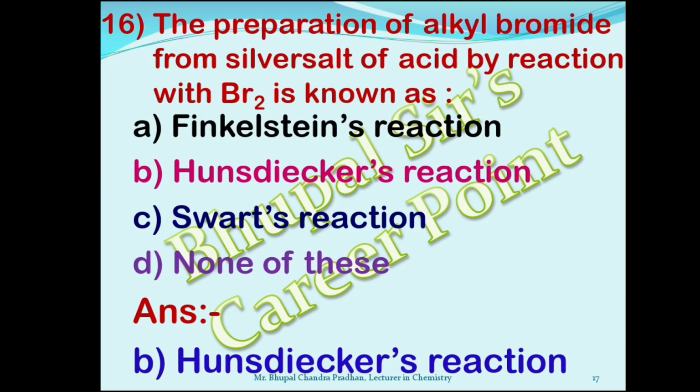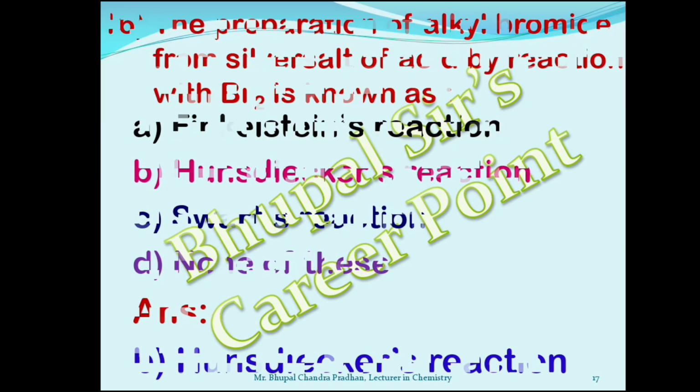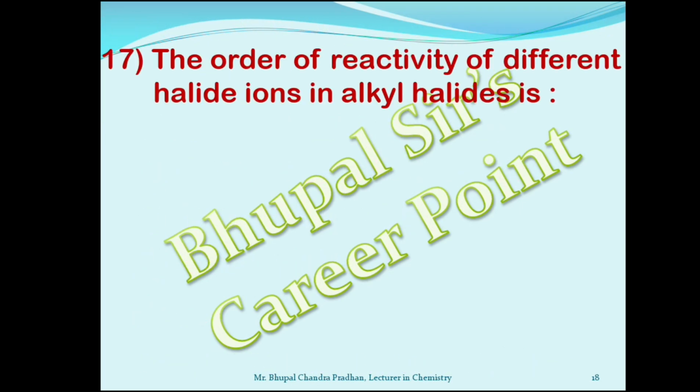By Hunsdiecker reaction, we will get alkyl bromide from silver salt of acid by reaction with bromine. Thanks for the students who gave the answer option B. Let us come to the next question, that is question number 17.